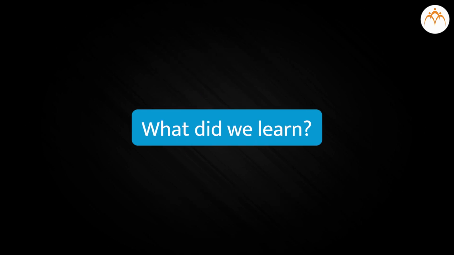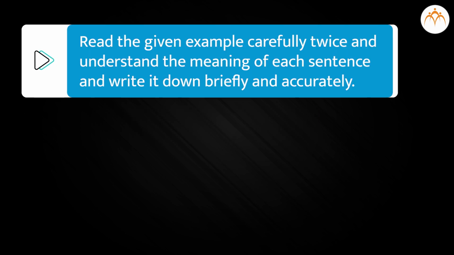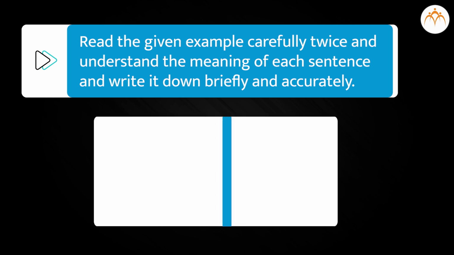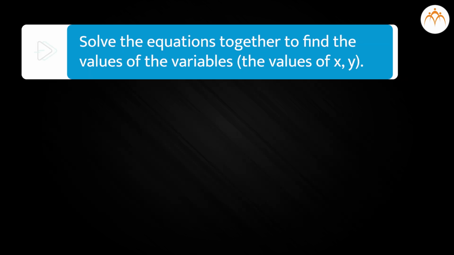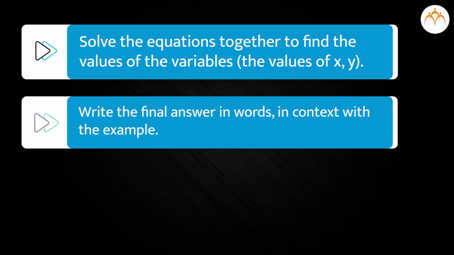What did we learn? To solve practical problems, read the given example carefully twice and understand the meaning of each sentence and write it down briefly and accurately. To represent the given information in mathematical equations, use variables for the unknown quantities and form two appropriate simultaneous equations in two variables. Solve the equations together to find the values of the variables, that is, the values of x and y. Write the final answer in words in context with the example.